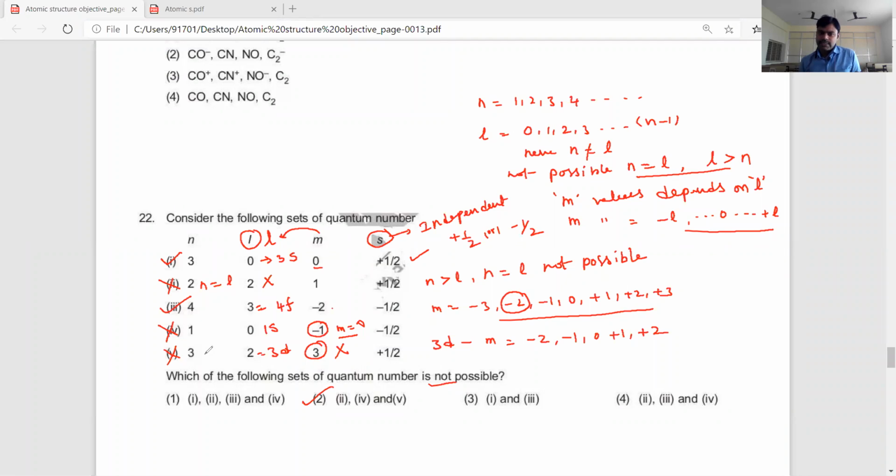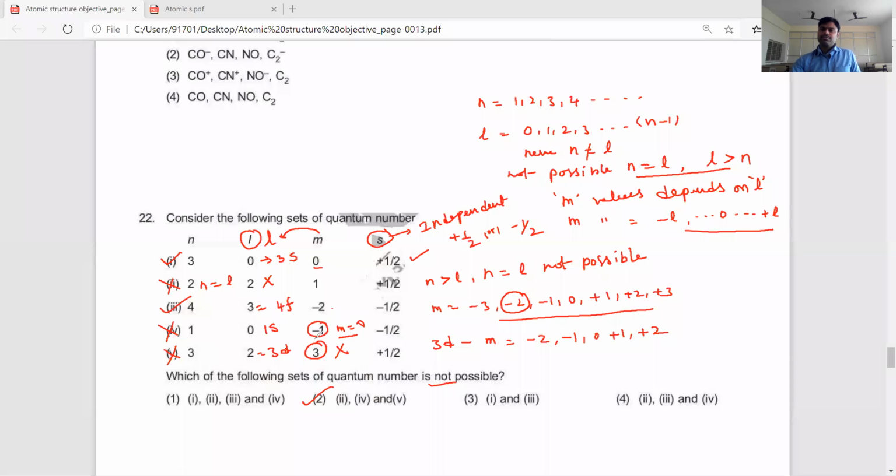Let's see the fifth set. N is equal to 3, L is equal to 2. Here L value is less than N. That's why this 3 and 2 is correct. But M value depends on L. So if L is 2, the possible M values are in the range of minus 2 to plus 2. But the M value they gave is 3. That's why it is a wrong arrangement. So the fifth one is also a wrong arrangement.